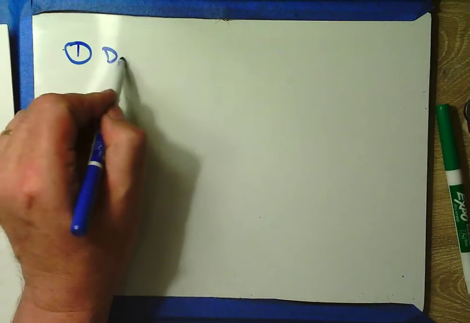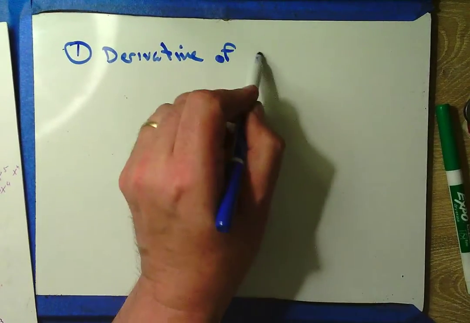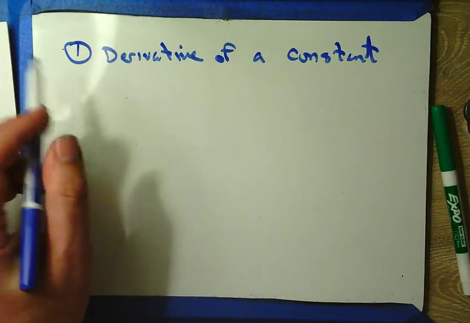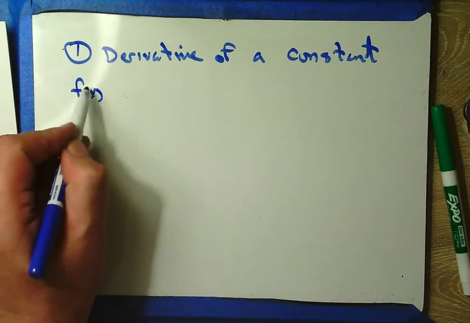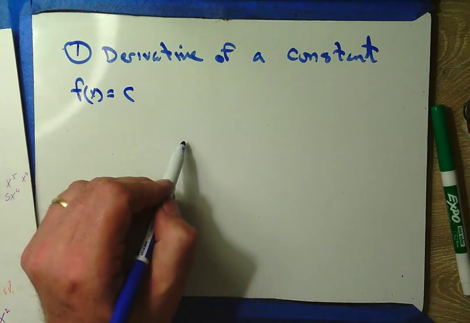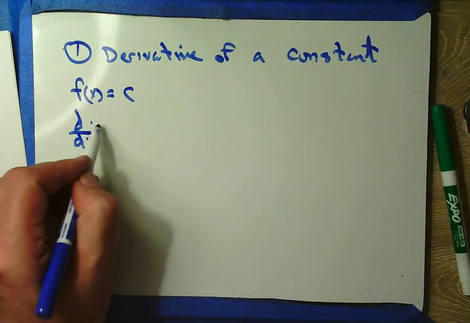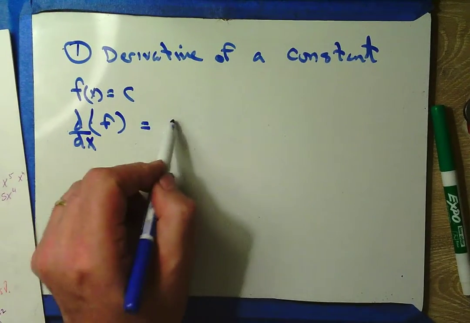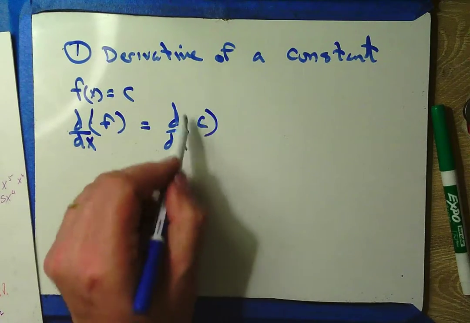And the first one is the derivative of a constant. So, for example, if the function is really just some constant, and I want to find the derivative with respect to x of that function, it's really talking about finding the derivative with respect to x of that constant.